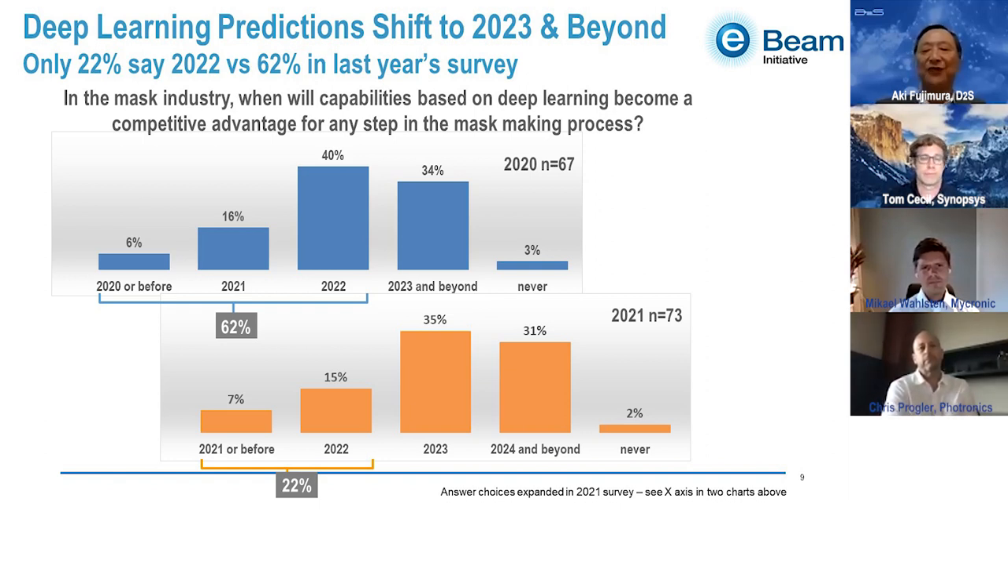So the big benefit you're saying is runtime reduction, and the fear is whether the answer is right 100% of the time, which of course is required for mask making. Mm-hmm. Yeah. Okay, that's good. Very good.